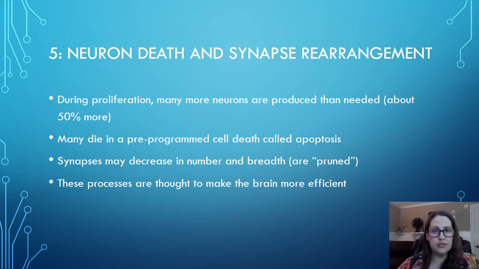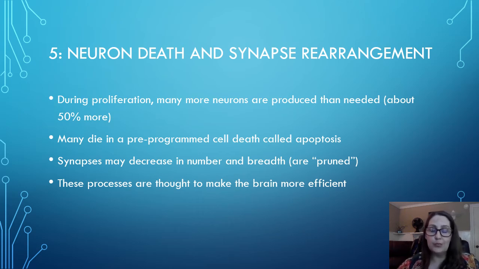And then the fifth stage, which is really the final stage of prenatal development, is neuron death and synapse rearrangement. We talked about how during proliferation, you make a lot of cells that you don't necessarily need. We make about 50% more cells than we will actually need. Once the cells that are not needed are identified, a lot of those die in apoptosis, which we've talked about before. In addition to the cells dying, the synapses for the cells that remain alive may decrease in number. Sometimes this is called synaptic pruning.